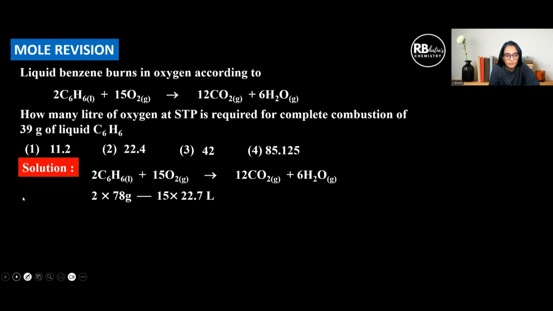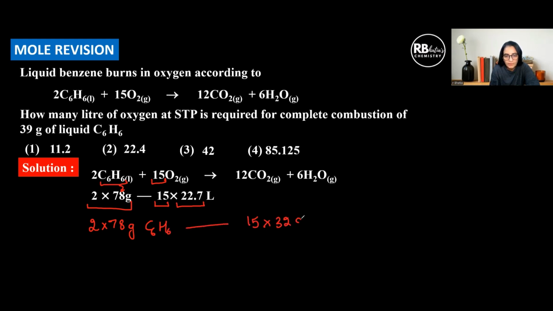In this balanced chemical equation, we understand 2 into 78 gram. 78 is the molecular mass of benzene. 12 into 6 plus 6, 78. 2 into 78 gram of benzene requires 15 moles of oxygen, which means 15 into 22.7 liter of oxygen gas. Now, 2 into 78 gram of benzene requires 15 into 32 gram of oxygen gas, right?